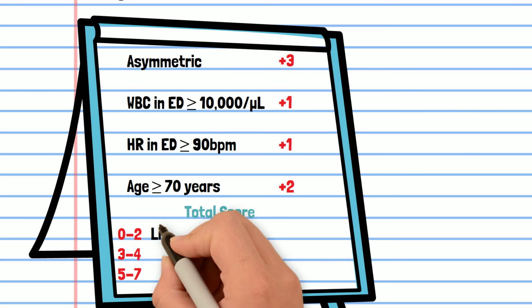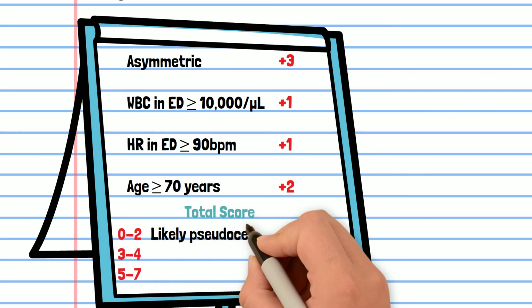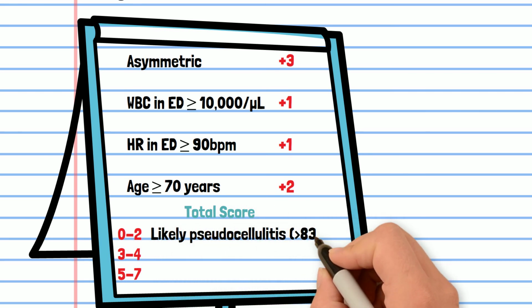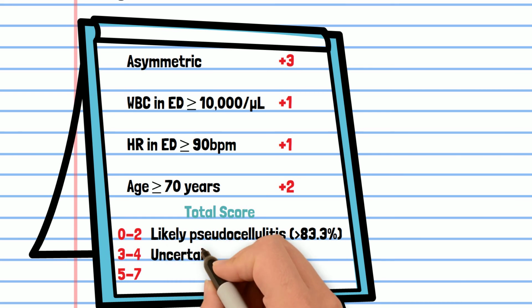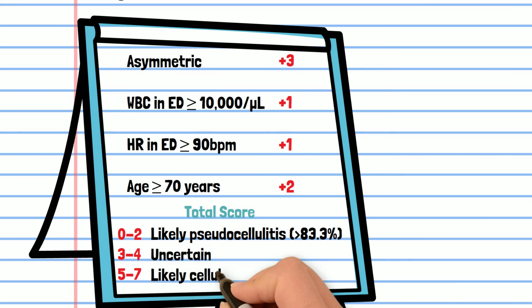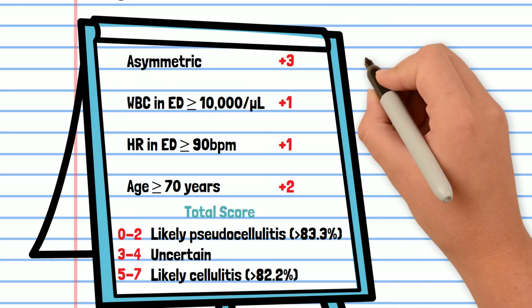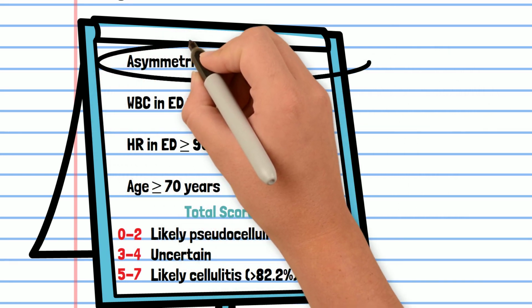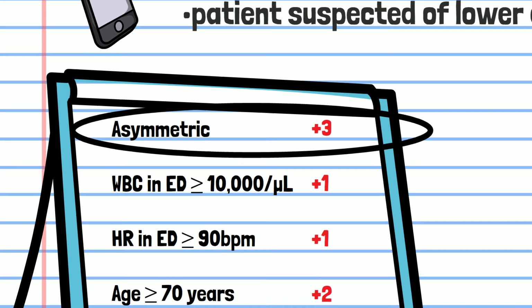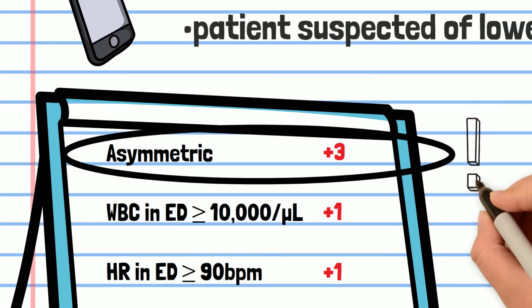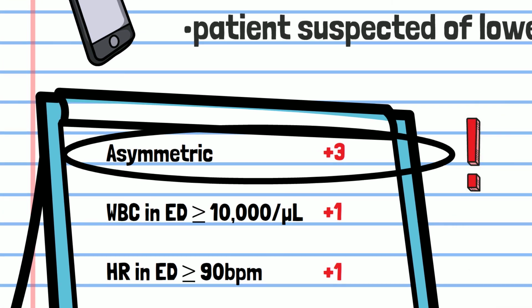A score of 0 to 2 suggests patients are unlikely to have true cellulitis and they have a likelihood of having pseudocellulitis of above 83.3%. As you can see, unilateral involvement has the highest weight in the calculation. This really emphasizes how rare it is for cellulitis to present bilaterally.